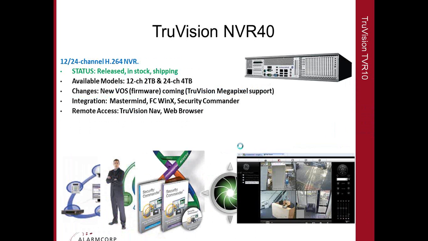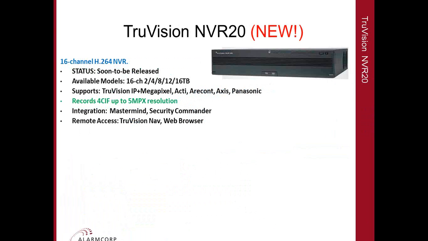And now we move over to a brand new product, which is the NVR20, also known as the TVN20. This will be a 16-channel H.264 NVR. This product is not yet released. It will be released fairly soon, and this will be available in a 16 IP channel version in capacities ranging from 2 all the way up to 16 terabytes.